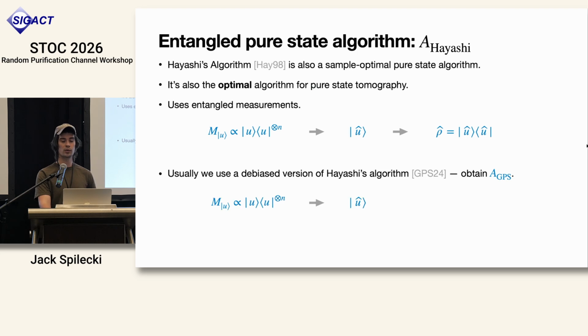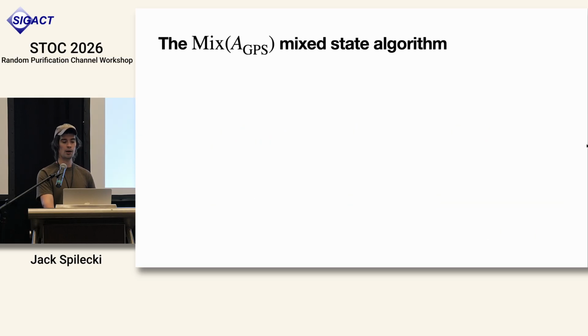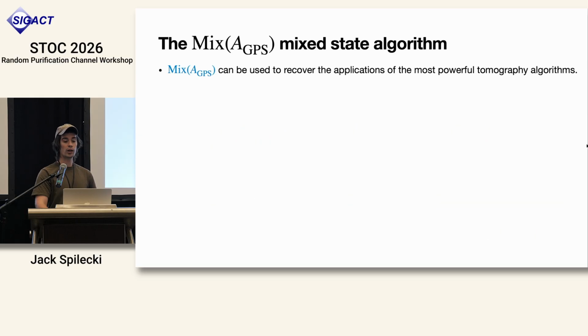But you should just think of this as an unbiased version of Hayashi's algorithm. You do the same measurement, and then you do the same kind of linear transformation, which you don't have to worry about, but it's a simple transformation, and it's just like an unbiased estimator for the true pure state. So what can this get us? Well, this algorithm is pretty strong, and it can be used to recover pretty much every application in mixed state tomography that we knew about before.